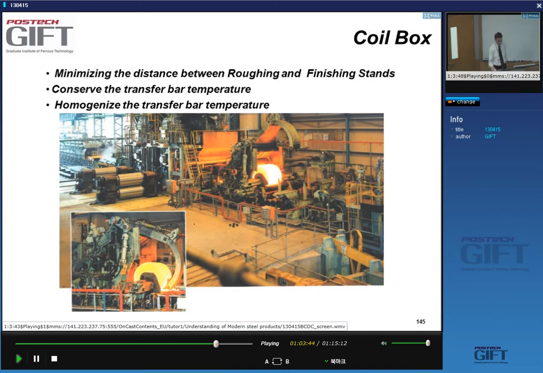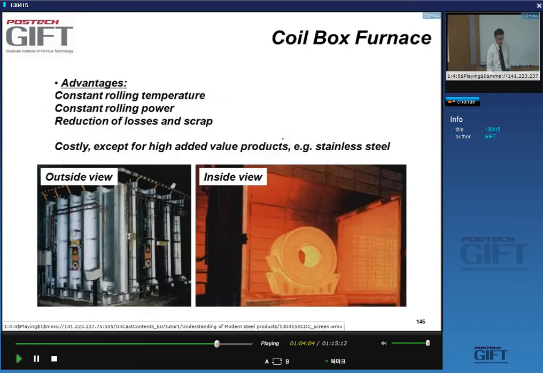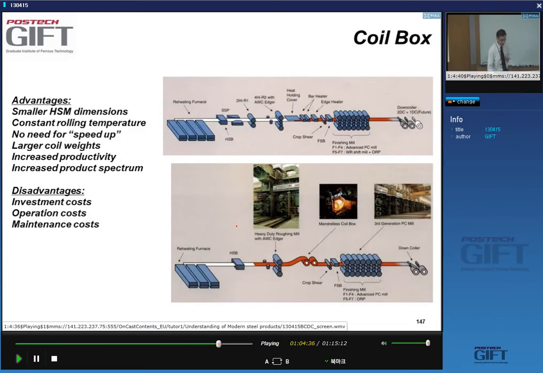So this is a coil box here. You can see it's basically a coiler, yes? And you coil this thick bar on this coiler. It allows you to conserve the heat, and also not only conserve it, but also homogenize the heat, yes? For some products which have a high added value, we will have coil box furnaces where we put the whole coil bar into a furnace to really have a very, very stable and uniform temperature. That's a very expensive solution, and it's only used for stainless steels, expensive products.